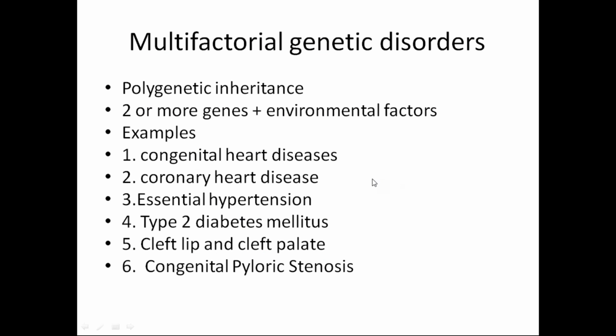Next, discuss multiple genetic disorders. What are the multiple genetic disorders? This is polygenic inheritance. They have two or more genes, and are affected by the influence of environmental risk factors. These are mainly congenital heart diseases, coronary heart disease, essential primary hypertension, type 2 diabetes mellitus, cleft lip and cleft palate, and congenital pyloric stenosis.